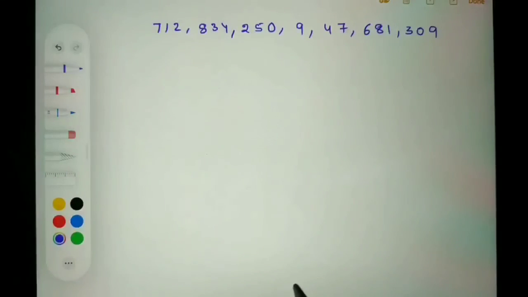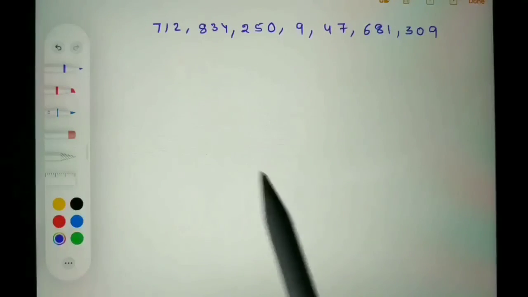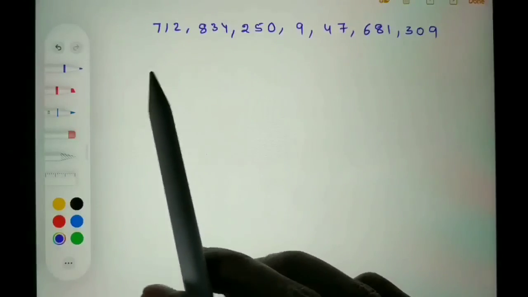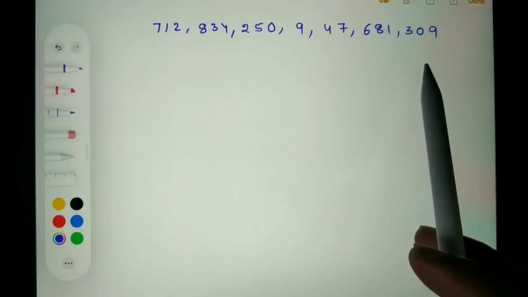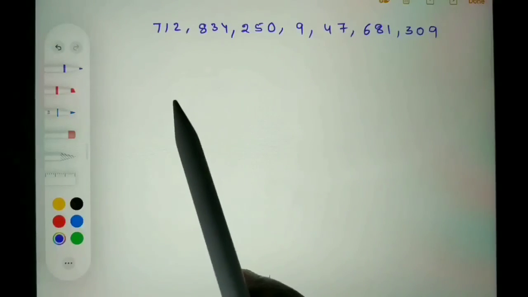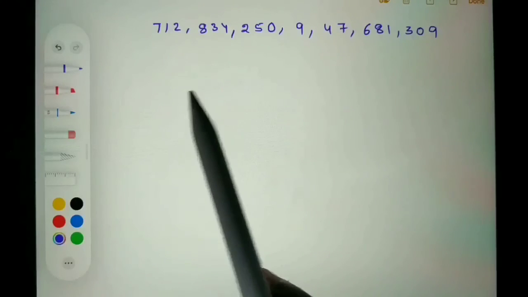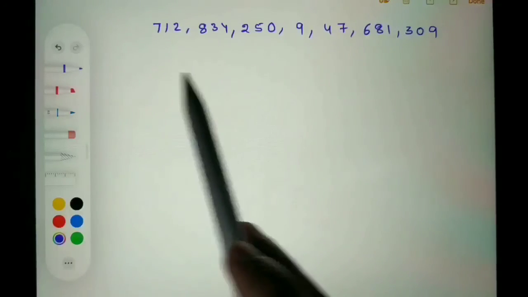Now we will see how the Radix Sort algorithm works. Radix Sort is not a comparison based algorithm. We do compare, but not based on the values. We compare based on digits. This is the given input.